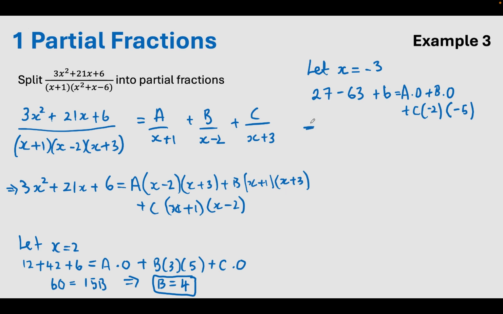So on the left-hand side, what I've got is 27, add 6, which is 33. So I get negative 30 equals 10c. So therefore c is negative 3. Final one now. So I've eliminated both from this, so now it's going to be x equals negative 1.